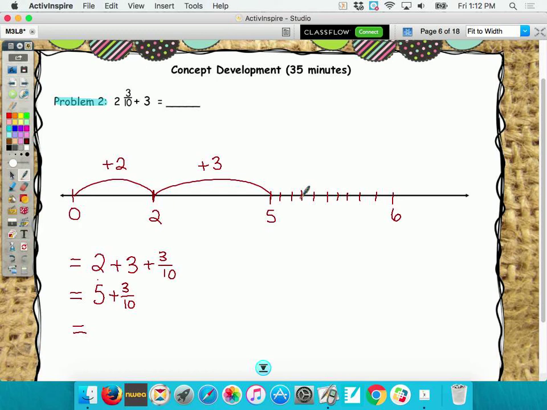Okay, so what am I adding to 5? 3/10. So watch my pen. 1, 2, 3, plus 3/10. So my answer is what, boys and girls? 5 3/10. I have to label this very last tick mark as 3/10.